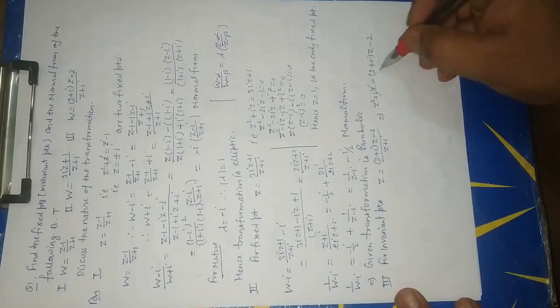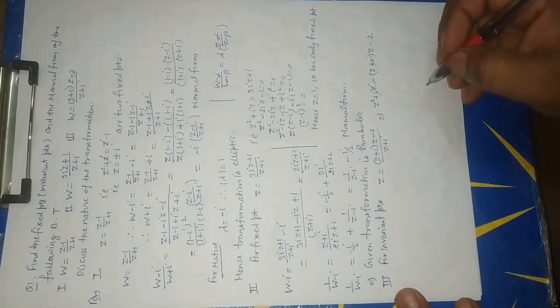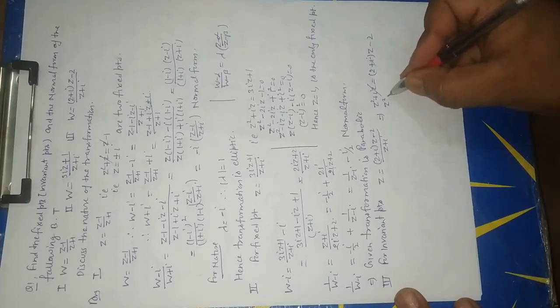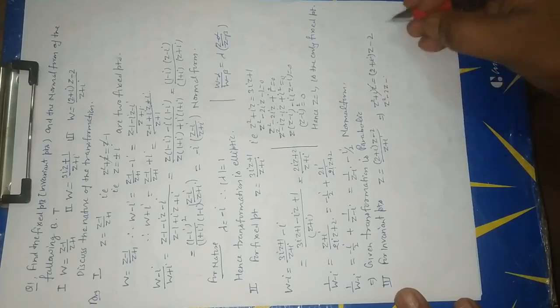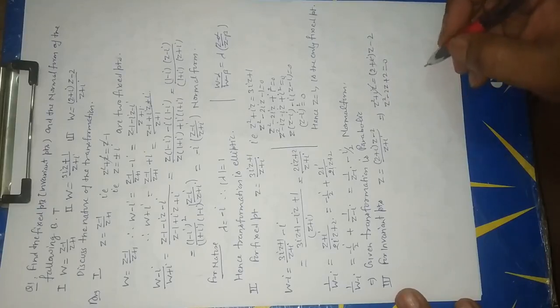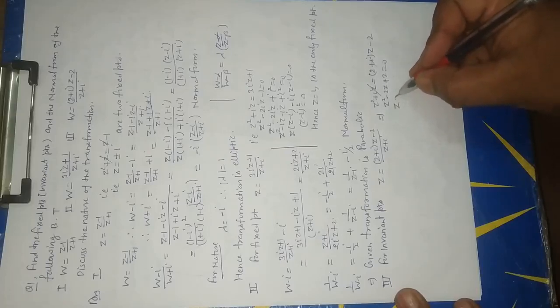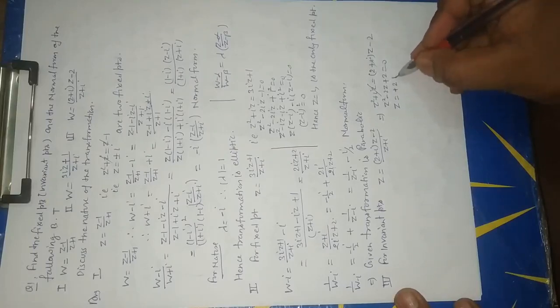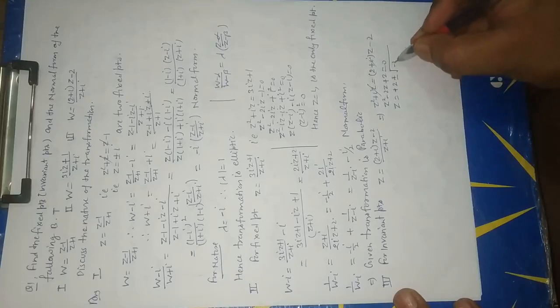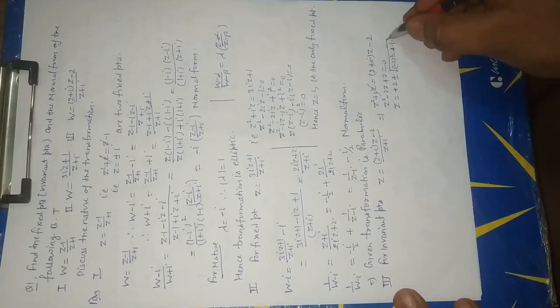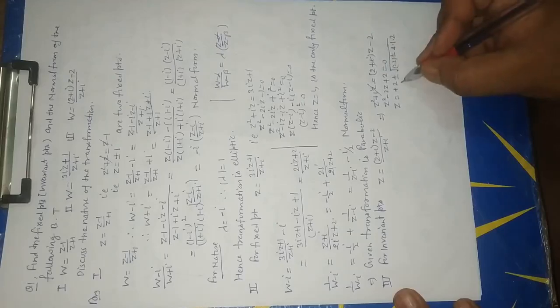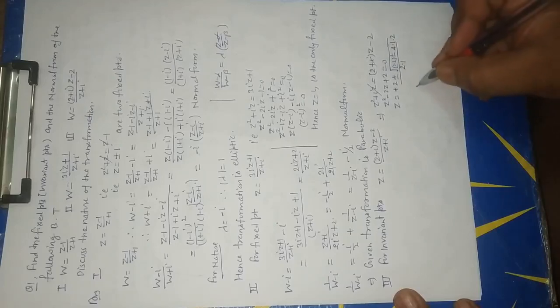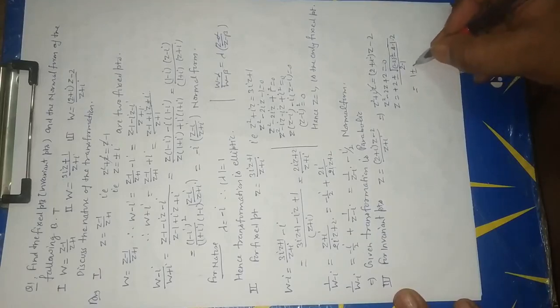Now iz cancels by this iz, therefore z square minus 2z plus 2 equals 0. This is a quadratic equation in z. There is no factorization, so we can apply the Shridharacharya formula: minus b plus minus square root of b square, that is minus 2 square minus 4 into a, where a equals 1, and into c, where c equals 2, upon 2 into a. Now this is equal to 1 plus minus i.